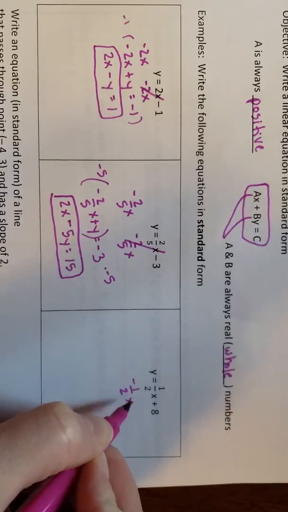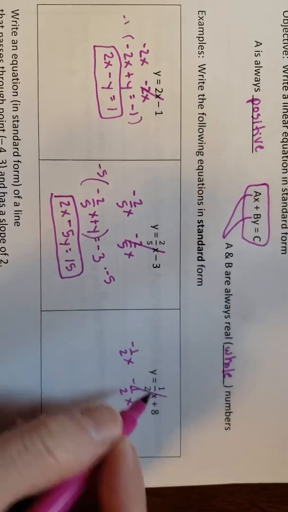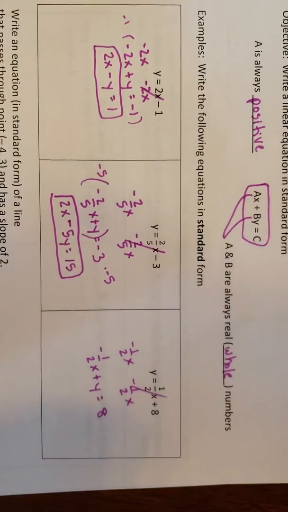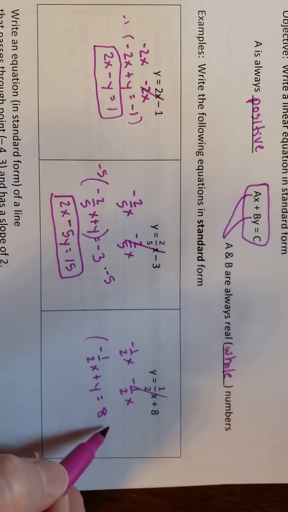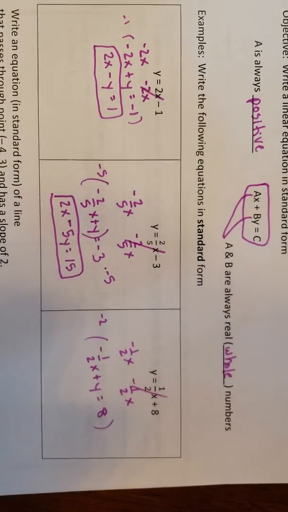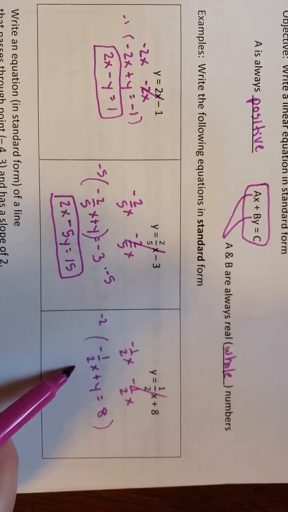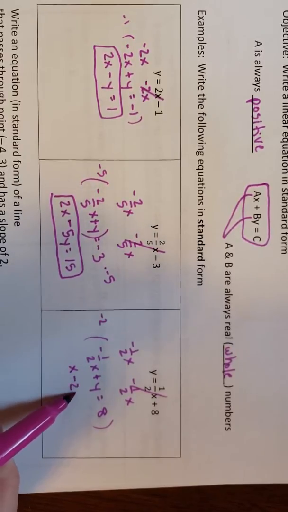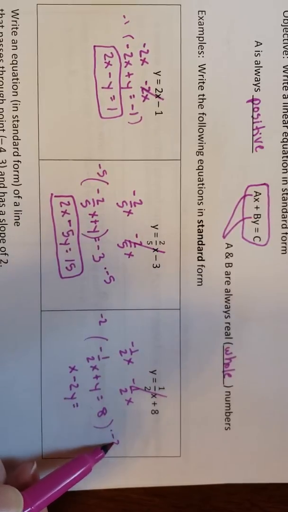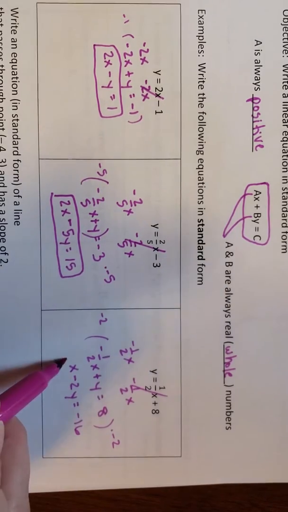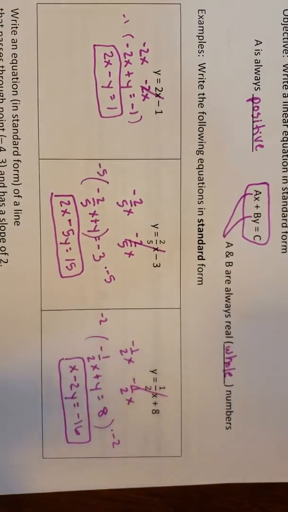Again, I want my x's to be to the left. So I have -half an x, and y is 8. So I'm going to multiply all of this by -2. So negative times a negative is a positive. Half of 2 is 1. Minus 2y equals -16. Yeah. X's, then y's, then constant. Positive. That's good. And whole numbers. So this one's good. Good job.